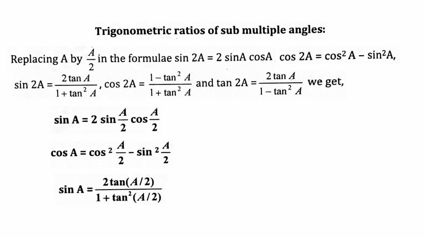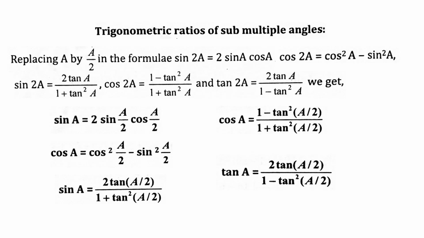Also sin a equal to 2 tan a by 2 by 1 plus tan square a by 2. Cos a equal to 1 minus tan square a by 2 by 1 plus tan square a by 2. And lastly, tan a equal to 2 tan a by 2 by 1 minus tan square a by 2. You can resolve or you can find this formula from previous formula, but you must memorize it. You must remember this.